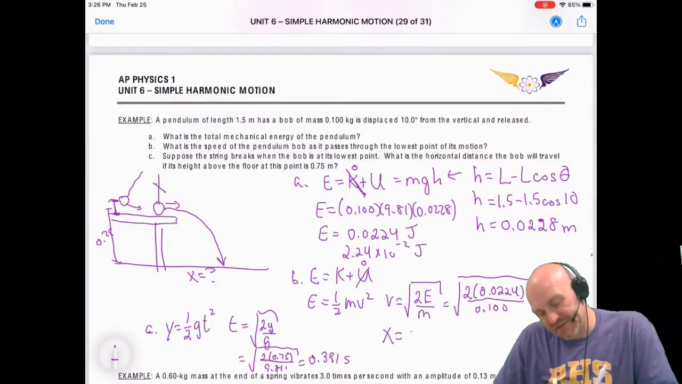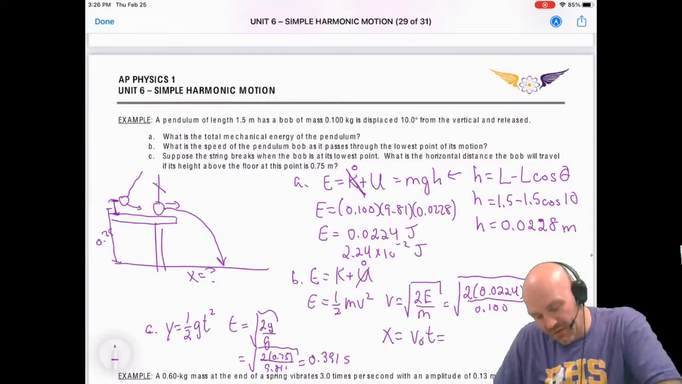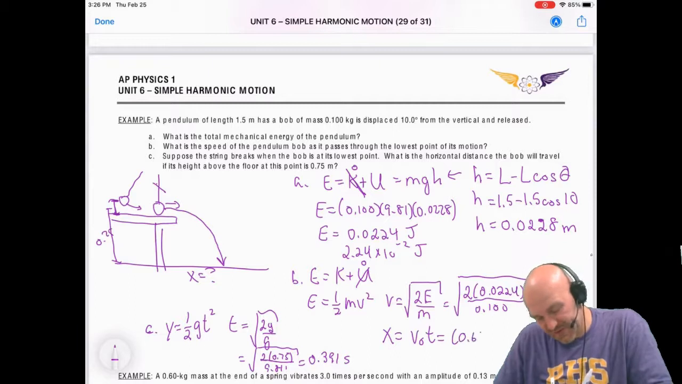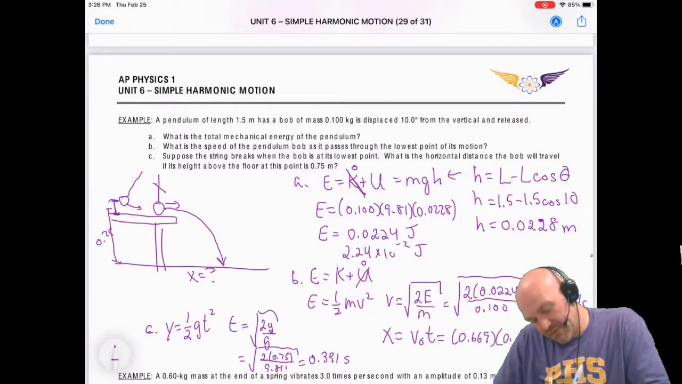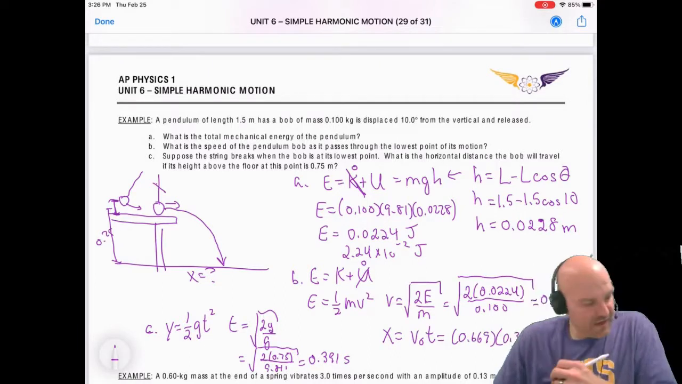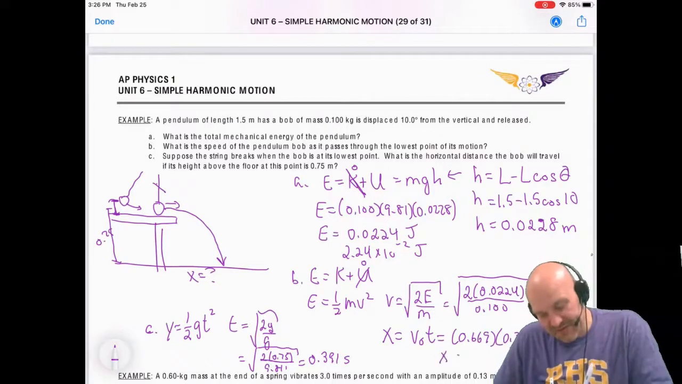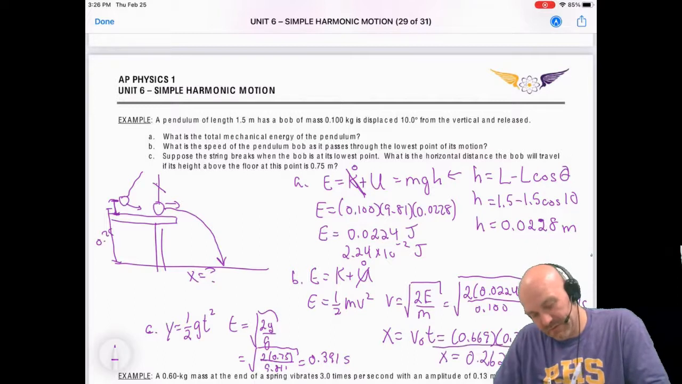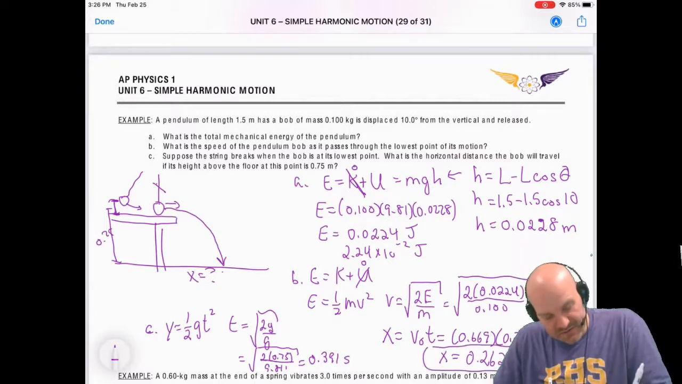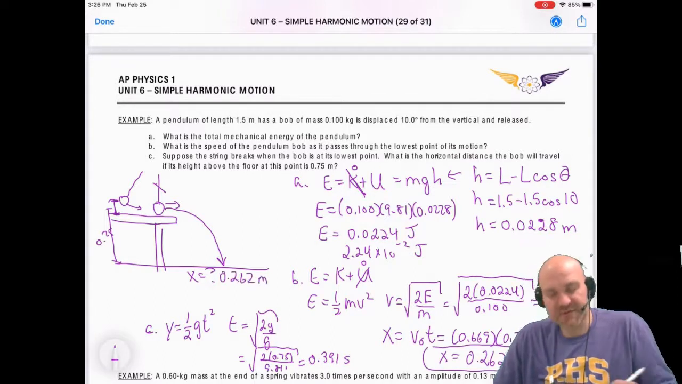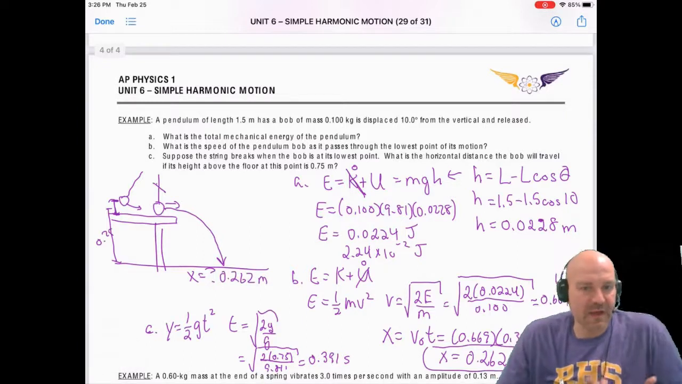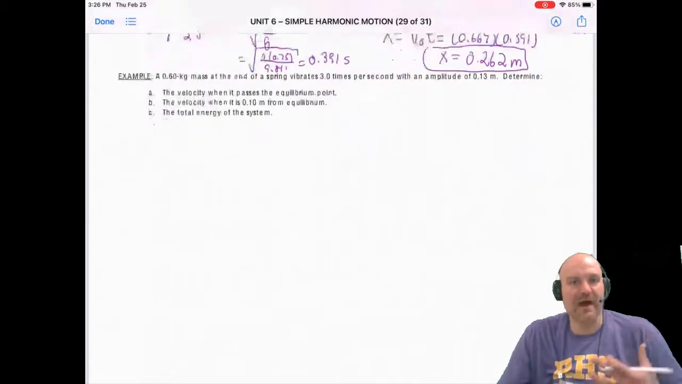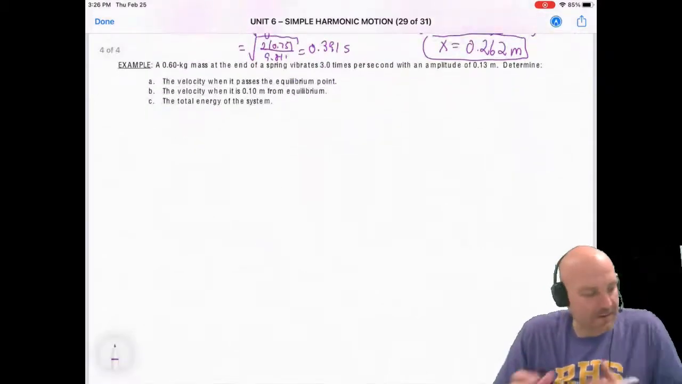And then I go and do my x equals v0 t, where this is my v0, right? So it's going to be 0.669 times 0.391 seconds. And I'm going to have an x distance of 0.262 meters, right? So it's going to land 0.262 meters away. So again, the AP likes to combine the different topics, okay?